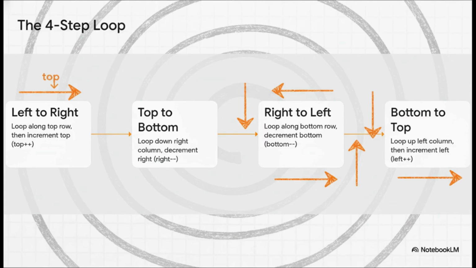First, we move from left to right along the top wall, and then push that top wall down. Second, we move top to bottom down the right wall and push it left. Third, we move right to left along the bottom and push it up. And finally, fourth, we move bottom to top up the left wall and push it right.